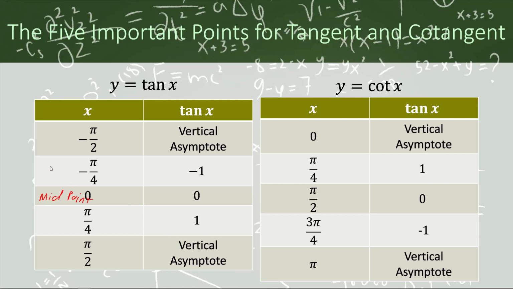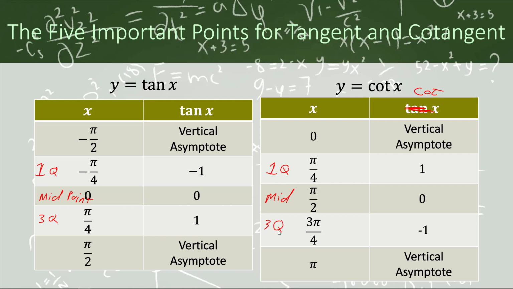This point right here is what we would call the first quarter, and we usually just abbreviate that as 1q. This is the third quarter, and of course these two are the asymptotes. Similarly, for cotangent, we have the 5 important points as well, and they are basically the same, although shifted a little bit. Once again, we have the asymptotes. This right here is the midpoint. This is the first quarter, and then this is the third quarter.